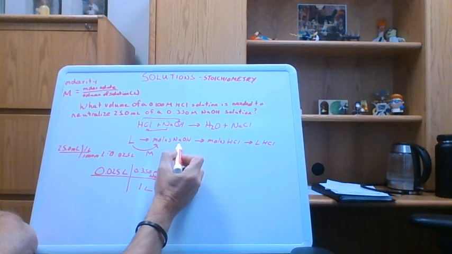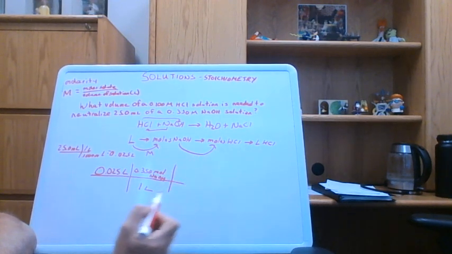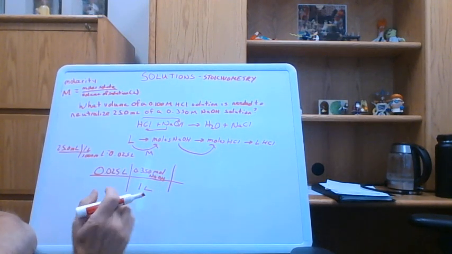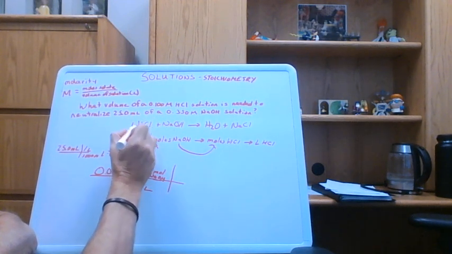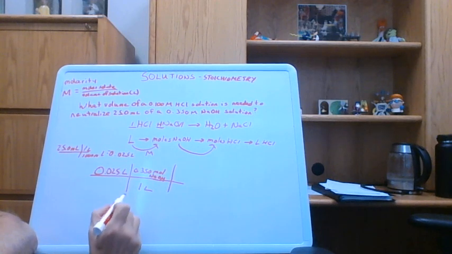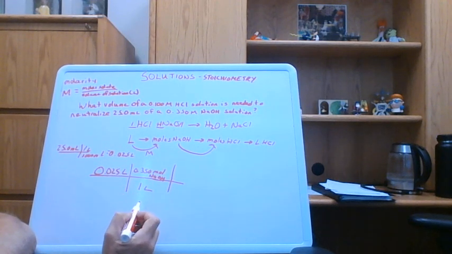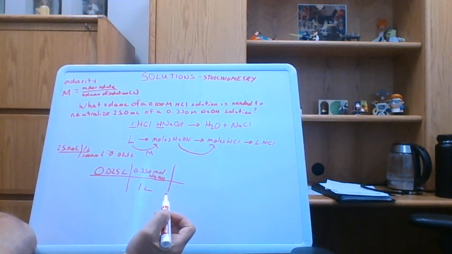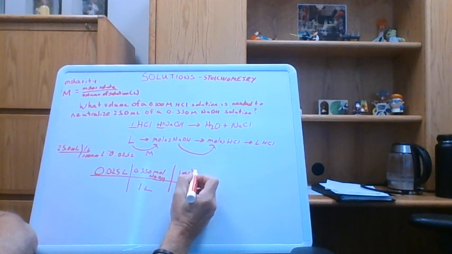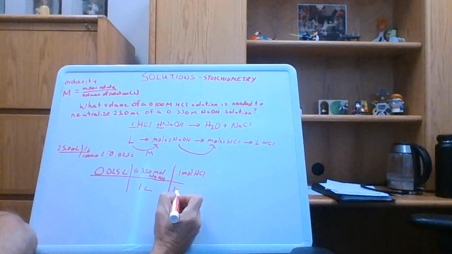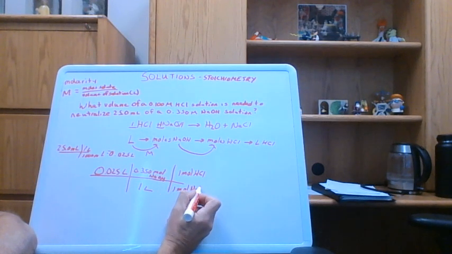Now we want to go from moles of sodium hydroxide to moles of hydrochloric acid. So there we're going to look at our balanced equation. There's not a 1 written here, but there's a 1 there and a 1 there. So the relationship between hydrochloric acid and sodium hydroxide is 1 to 1. So we have 1 mole of HCl for every 1 mole of NaOH.